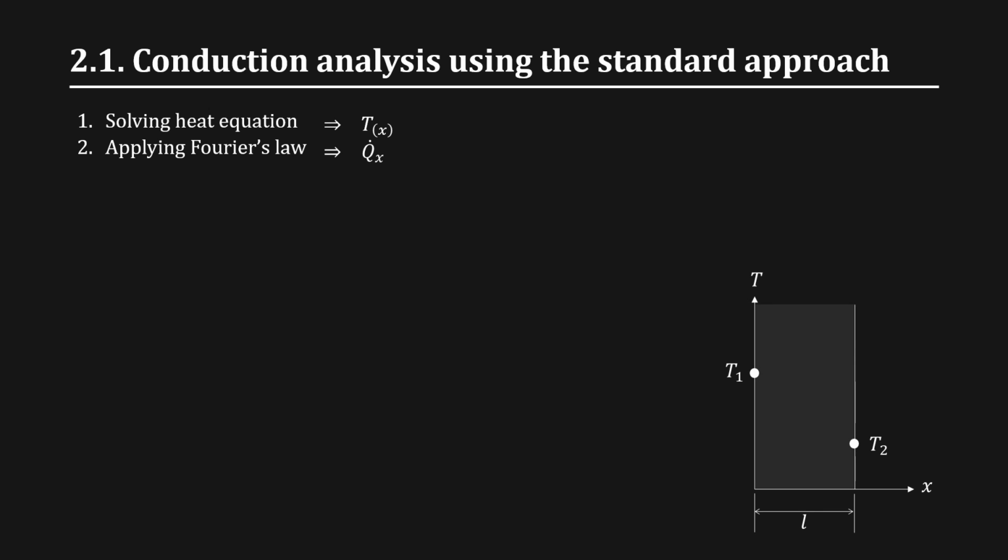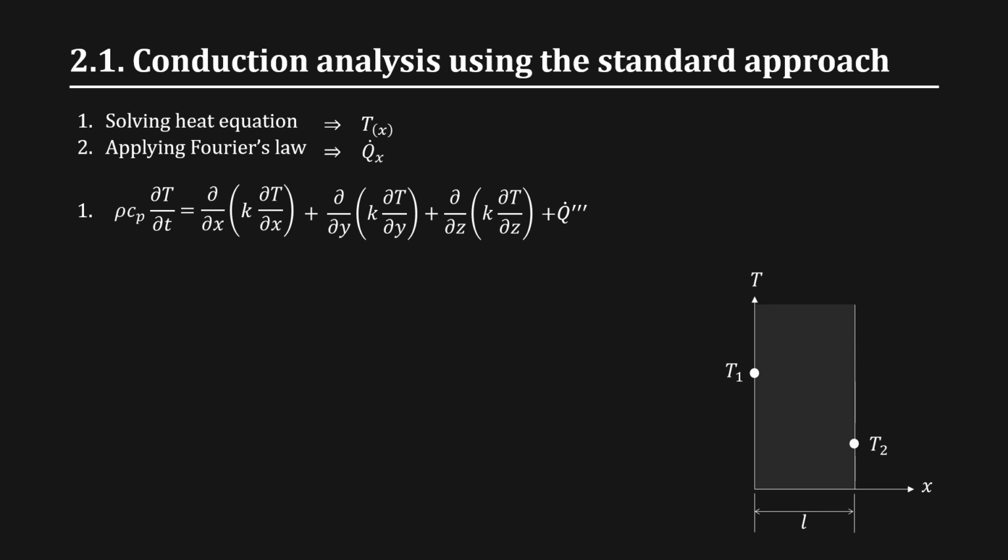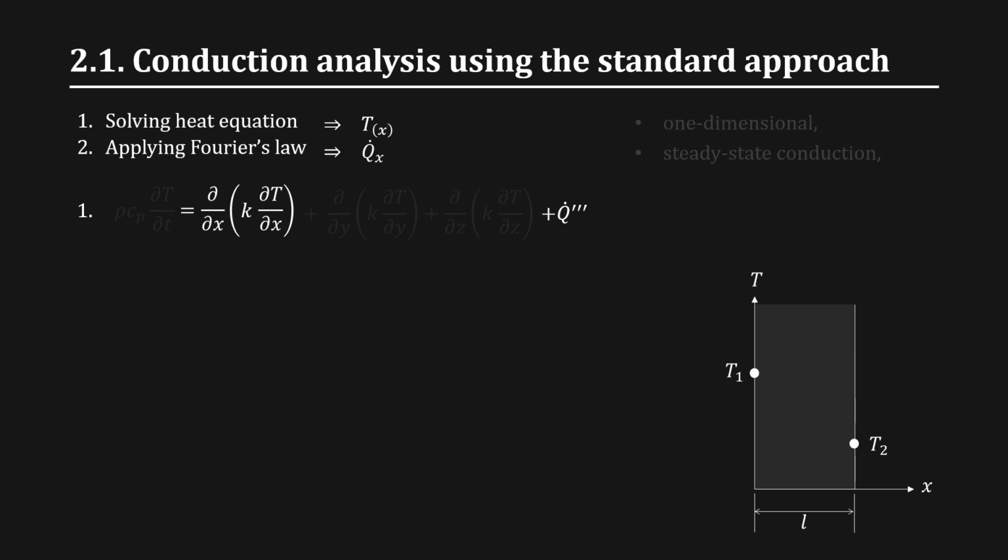So considering a plane wall, we can see the conduction heat equation, and for one-dimensional steady-state conduction with no heat generation and constant thermal conductivity, the conduction heat equation becomes in this case the second partial derivative of the temperature function T with respect to x is equal to 0.